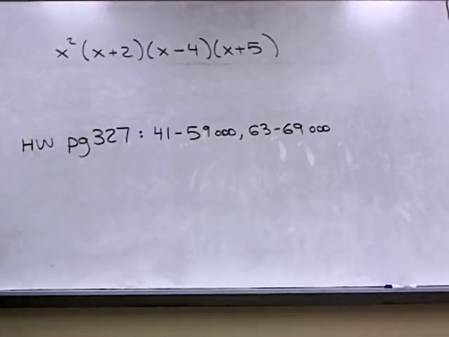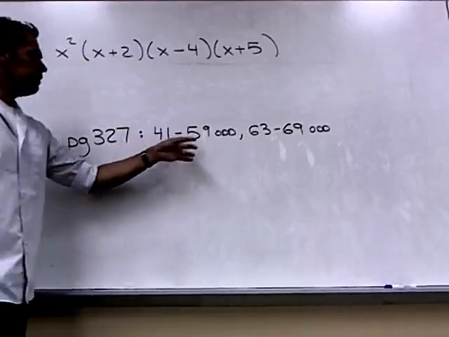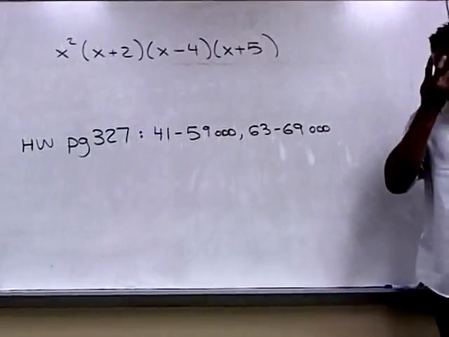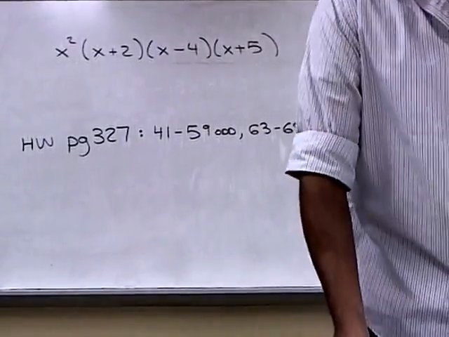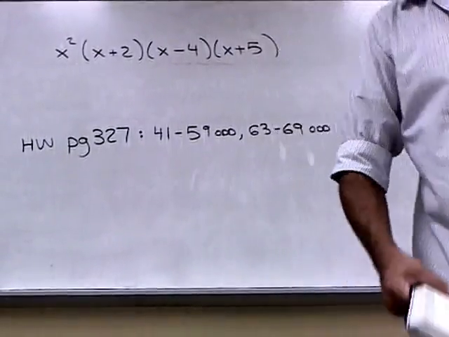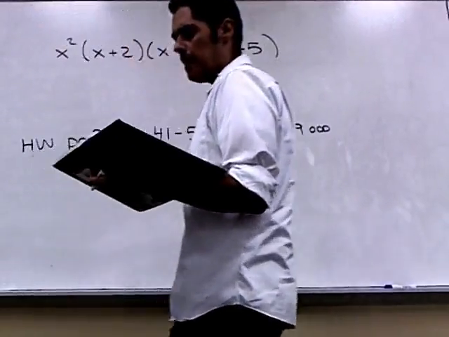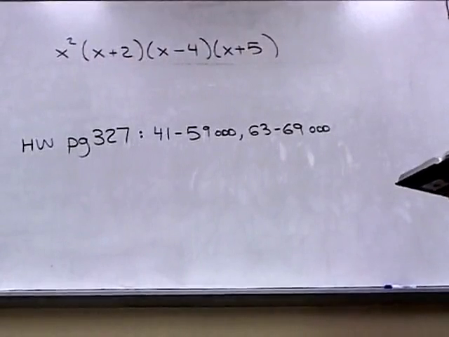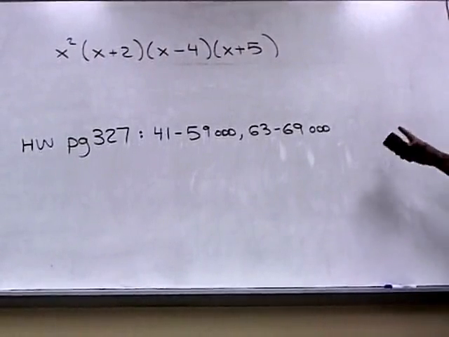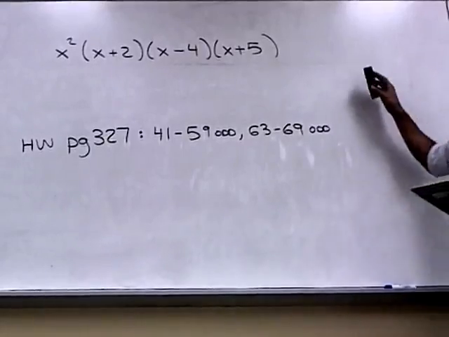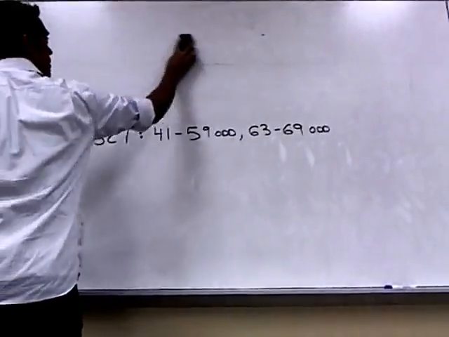Don't forget that. This is your homework. Problems 41 through 59 odd, 63 through 69 odd on page 327. I'm going to try maybe, I'm going to do like one, maybe two more problems. There's something else I do want you to see, okay? So, everyone have that down? Okay. While you're writing that, I'll put the problem I'm going to do up here.